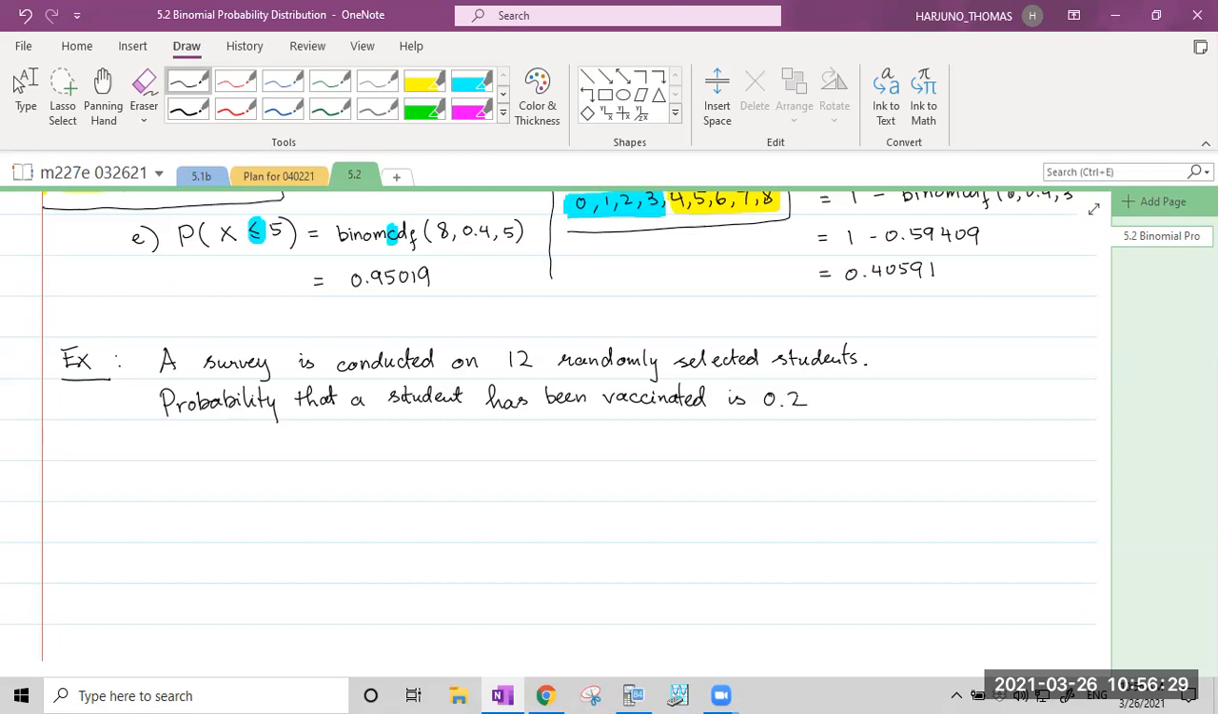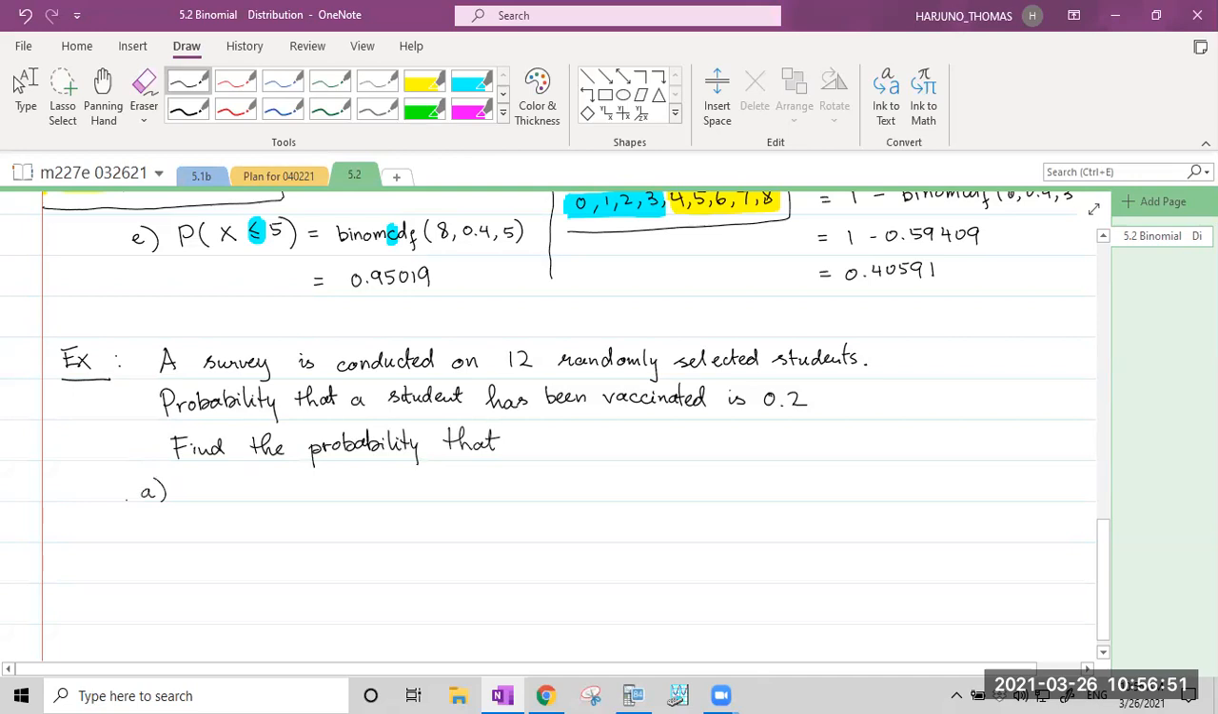Okay, now suppose we have that. Then the question will be: find the probability that, part A, let's say 5 of them are vaccinated. And part B, let's say the probability that 7 are vaccinated. I want you to write the probability notation, then the calculator notation, and the calculator result. Okay, I will start with this.